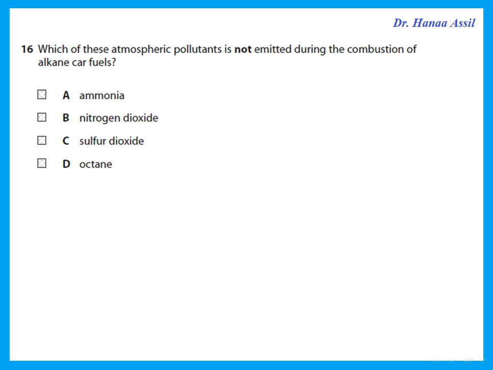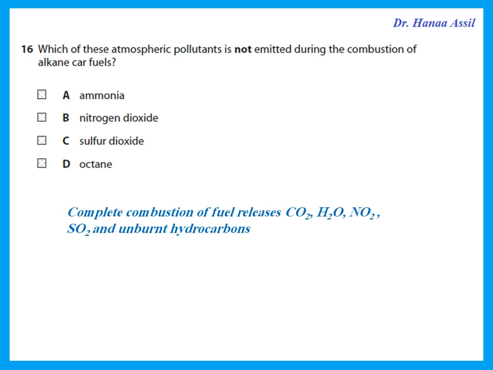Which of these atmospheric pollutants is not emitted during combustion of alkane car fuels? Okay, combustion of alkanes would give what? You should realize if we burn an alkane, it will release carbon dioxide. It will release water. It will release nitrogen dioxide because of the reaction of nitrogen and oxygen in the air. It would release sulfur dioxide because most of these fuels have sulfur impurities. It will give unburned hydrocarbons like octane. But he's saying which of this is not emitted, it would not give ammonia.